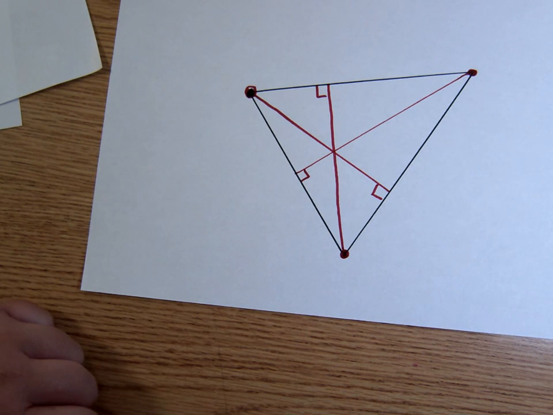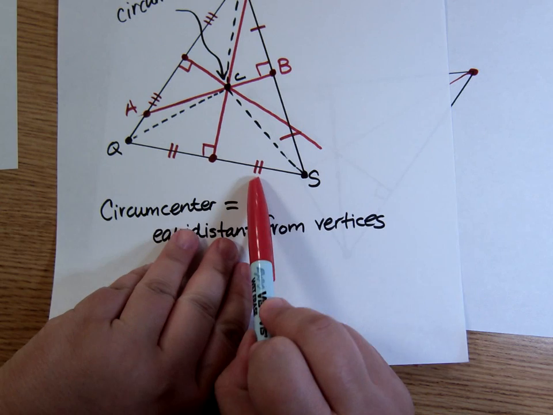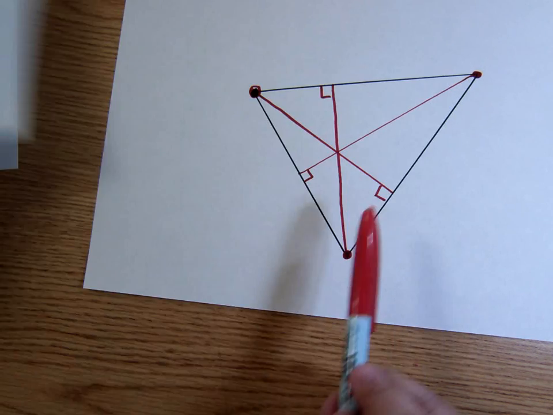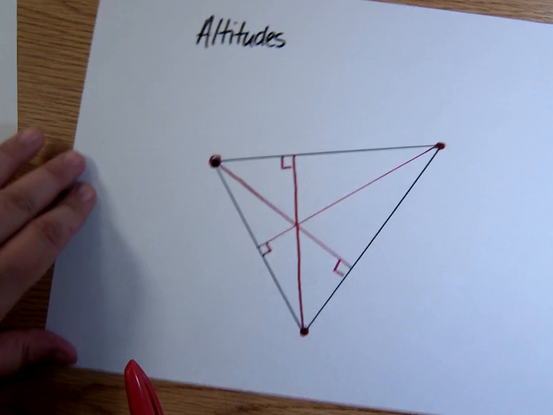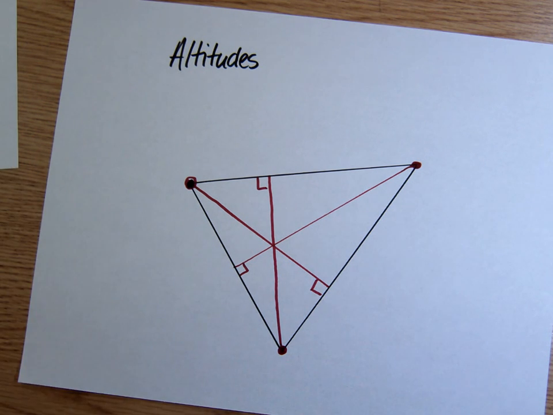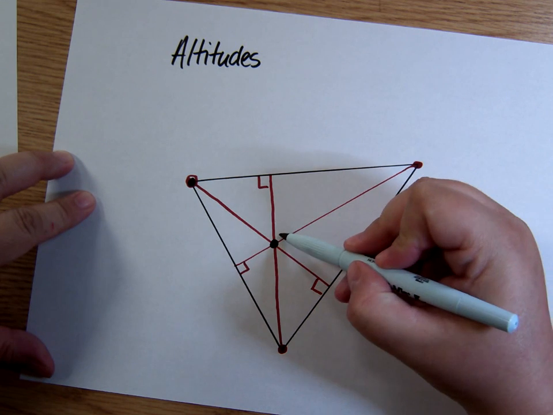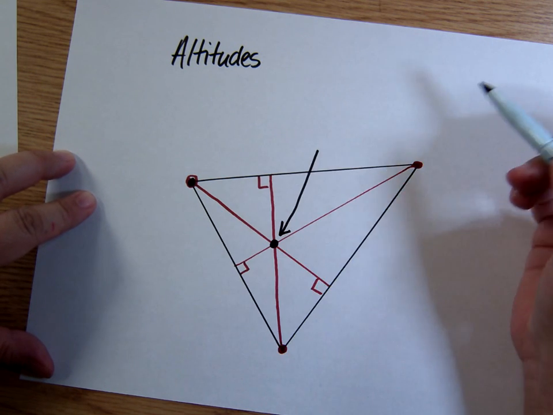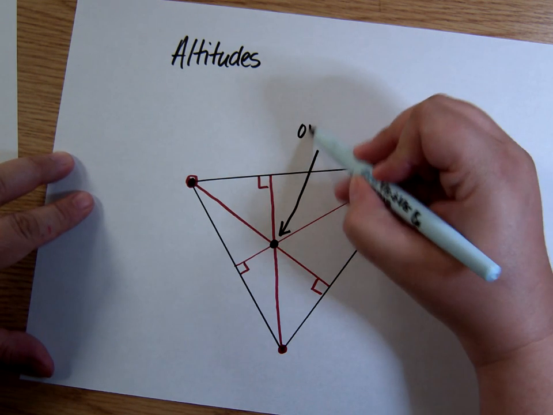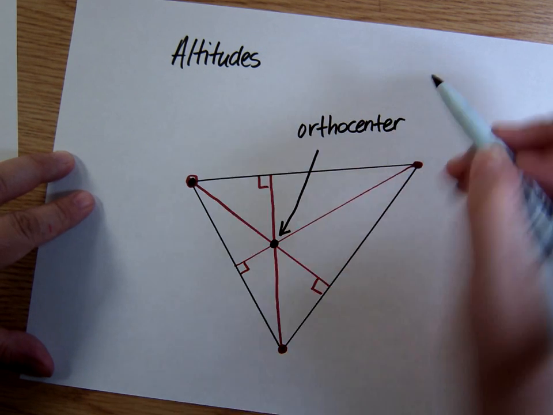Notice that there are no congruence markings for altitudes. There are no angle congruence markings. There are none of these little marks that show me I'm at the midpoint. All that you see when you're looking at altitudes is just right angles. The altitudes also come together all in one point, which is to say they are concurrent. And that point is called the orthocenter. Orthocenter is the easiest one because there's really nothing special you need to know about it.